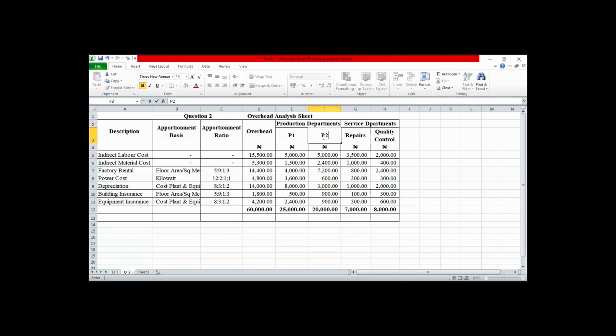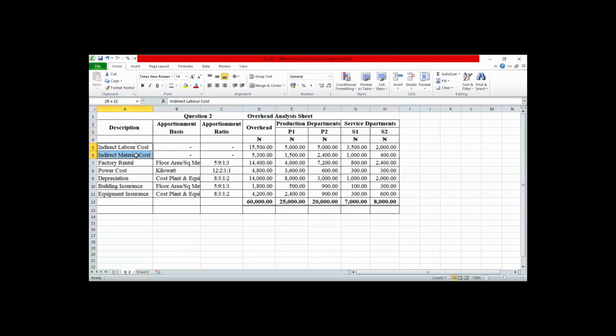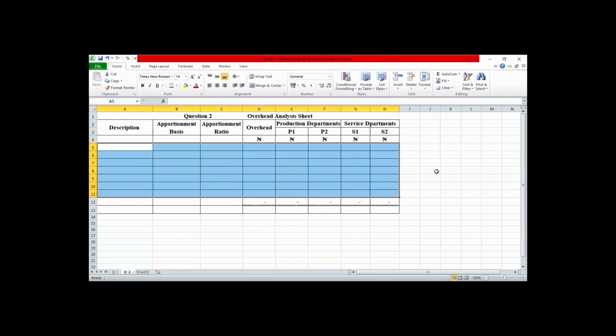P1, P2, S1, S2, then we have S1, S2. Let's clean all this. We don't need them. We are operating at 0 now. Can we start solving now? Yes, sir.